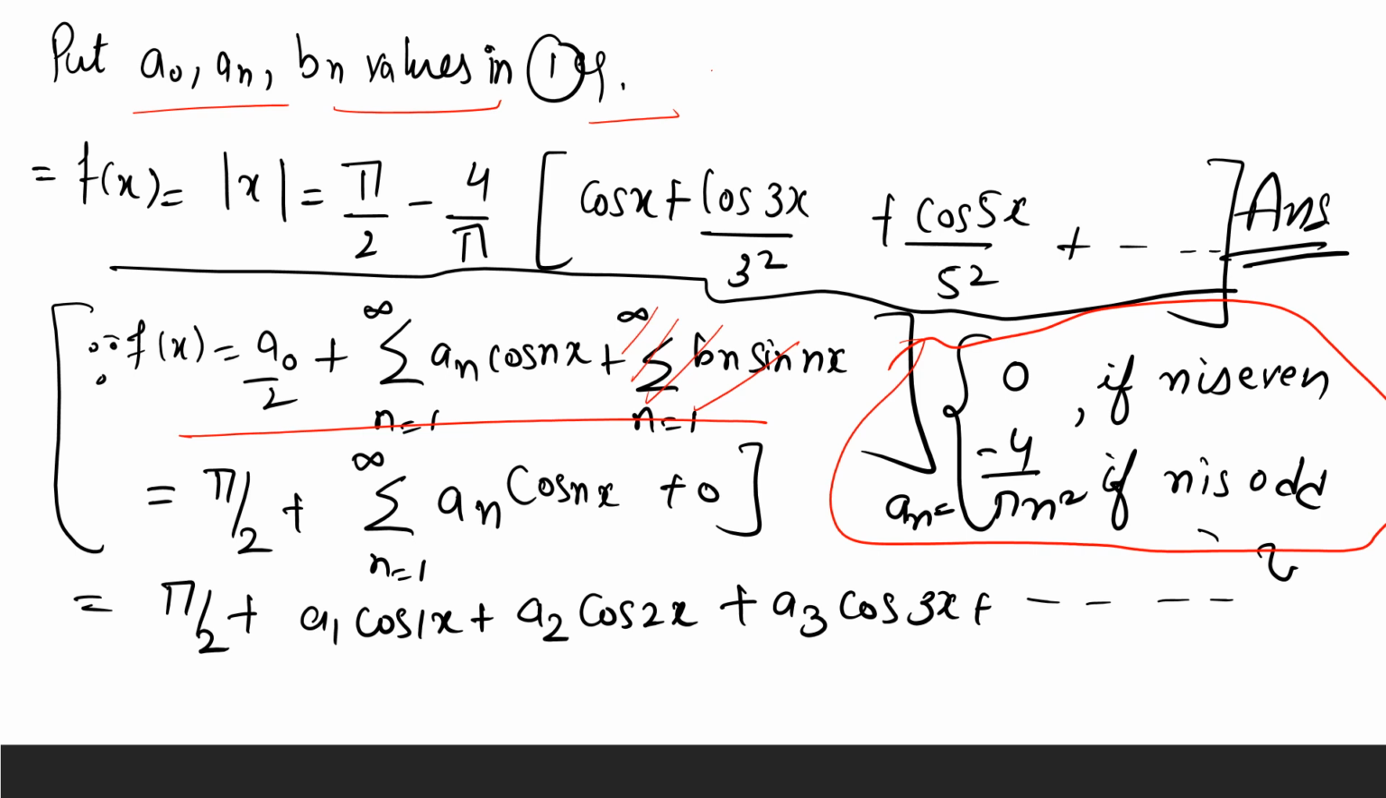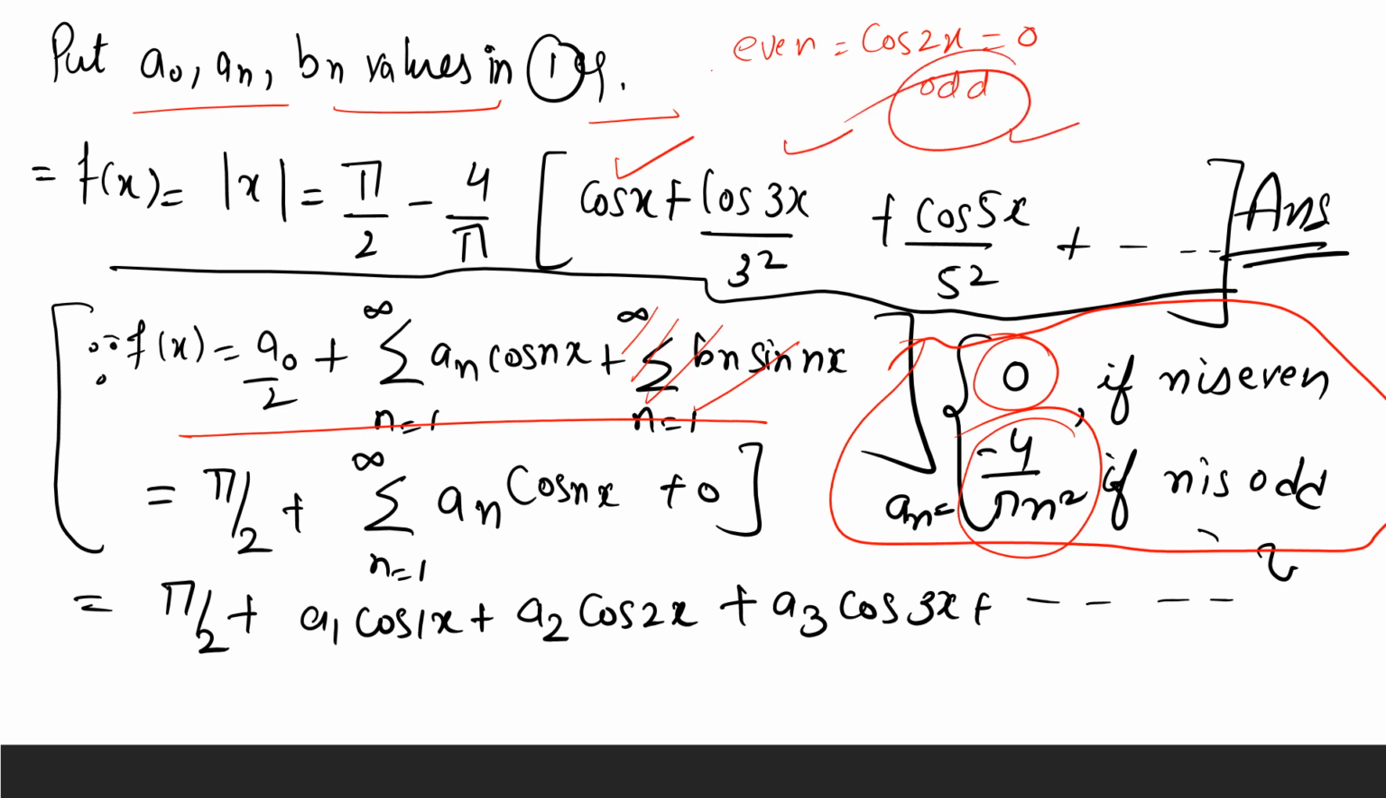And what is an value? An, if n is even, then that will be 0. If n is odd, that will be minus 4 upon pi n square. So when you put n equal to 1, if that is odd, then you will consider this value. If you put n is equal to 2, you will consider 0. So when we put odd value, we get this. When we put even value like cos 2x, that will be automatically 0. So the last answer will include only odd terms, with minus 4 upon pi n square.